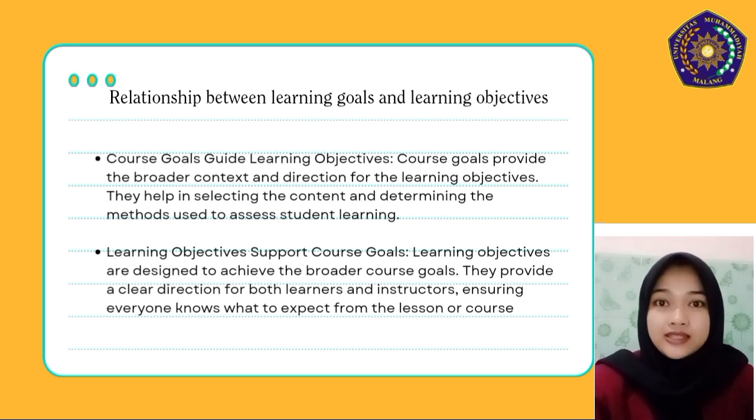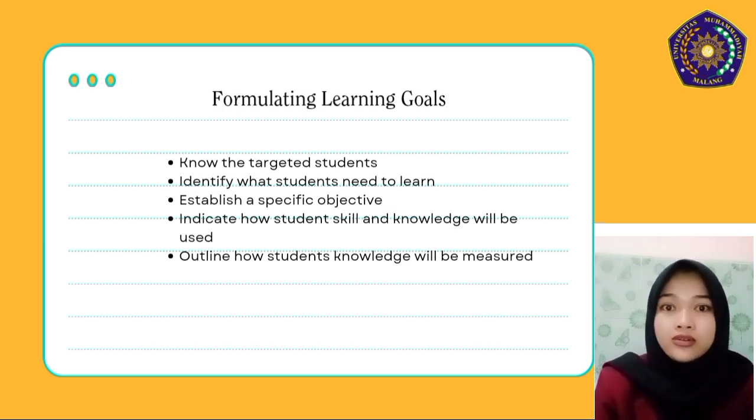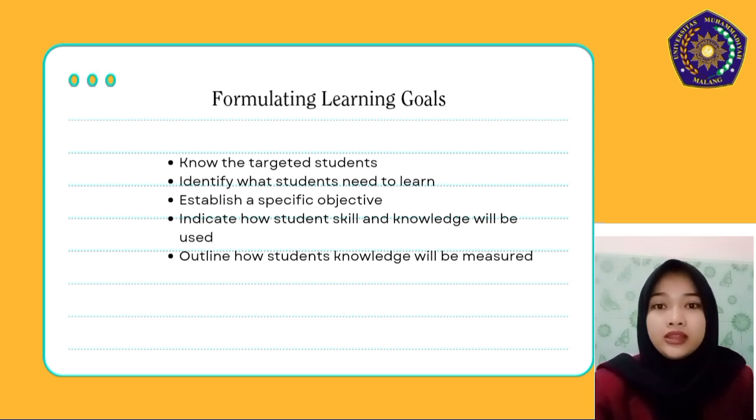The last part of this video is about how to formulate them. The first one is how to formulate learning goals. The first step is, of course, we need to know the targeted students, whether it is for grade 5, grade 6, or grade 7. The next step is to identify what students need to learn. The next is to establish a specific objective, then indicate how students' skills and knowledge will be used. And the last one is to outline how students' knowledge will be measured.